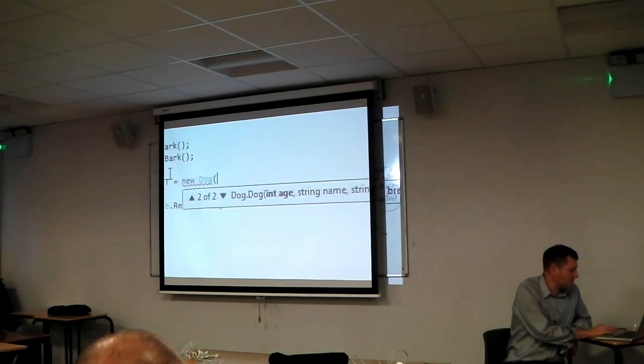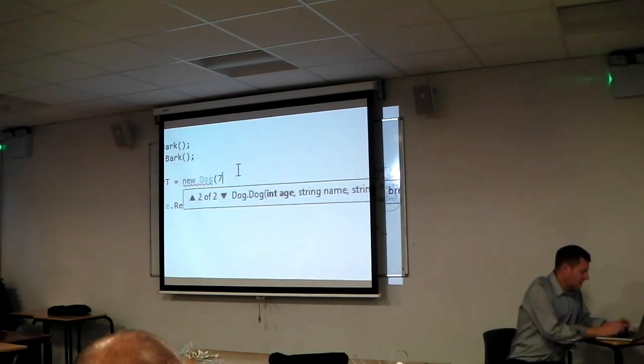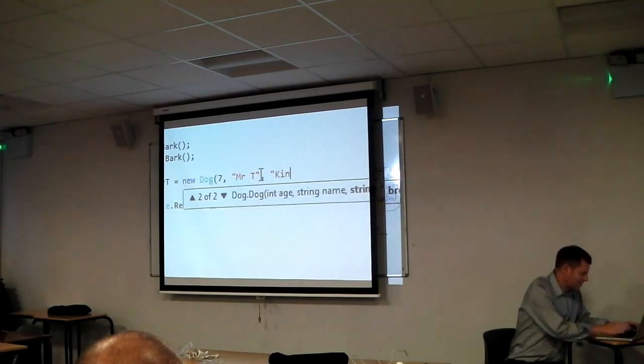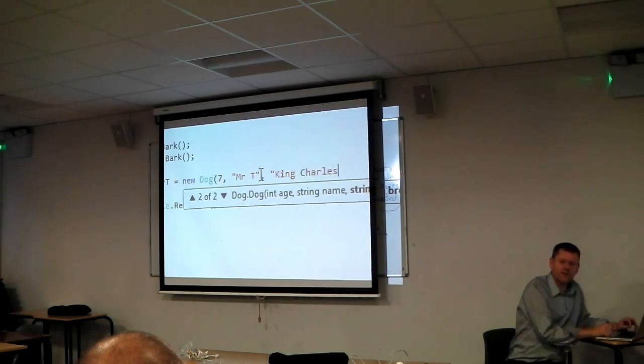So how old is Mr. T? Age 7. And his name is Mr. T, the string. And his breed? King Charles. Ah, King Charles, lovely dogs. Is he a fat King Charles? Yeah, he is. They do tend to get fat.